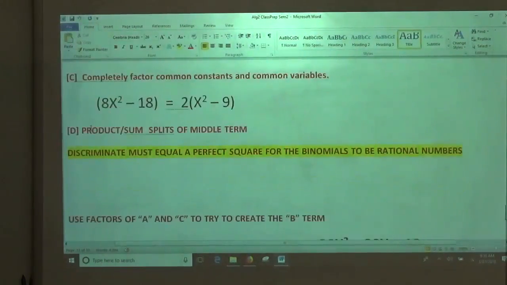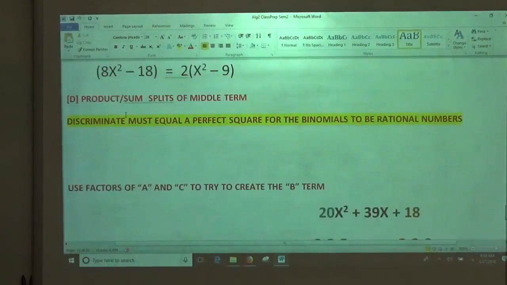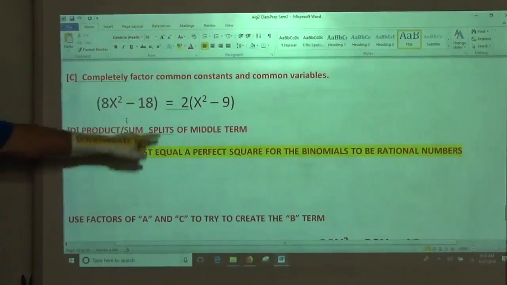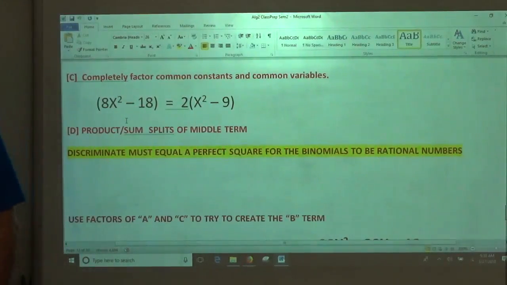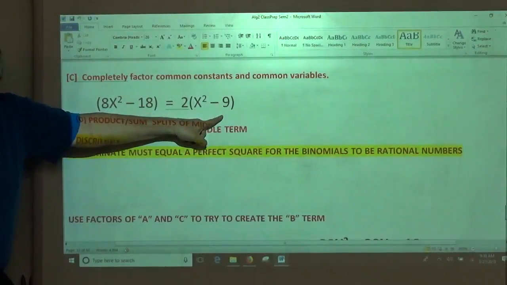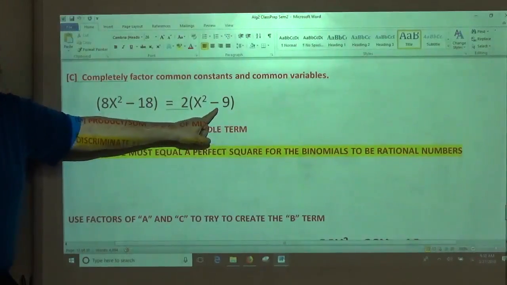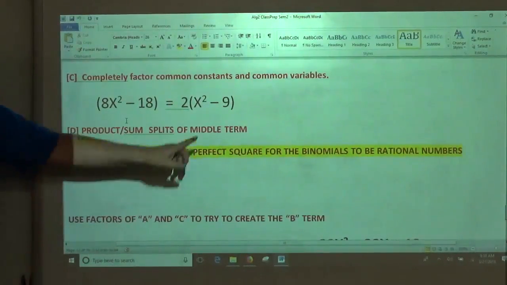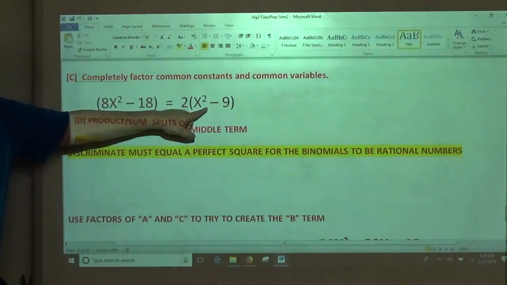Now, completely factor the following. What do you see here? 8 and 18 both have a common factor. What is it? 2. And so you pull the 2 out and you get this. Are you done? Why are you not done? Because x squared minus 9 is a, come on folks, is a what? Difference of squares.